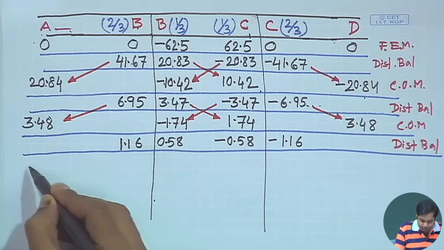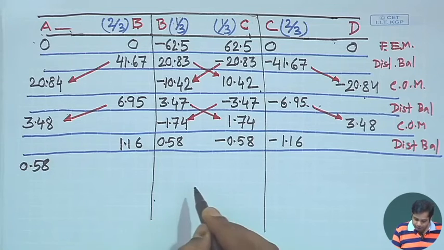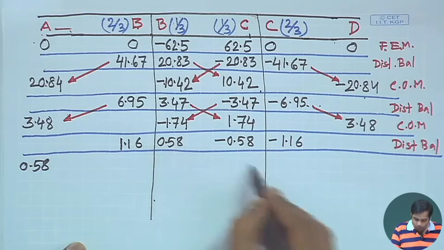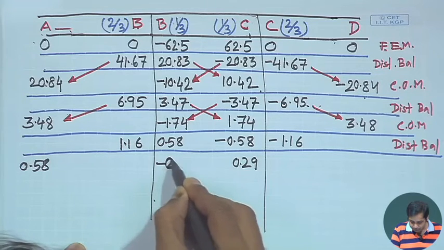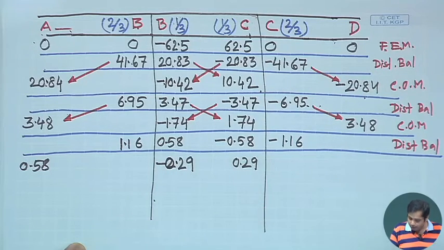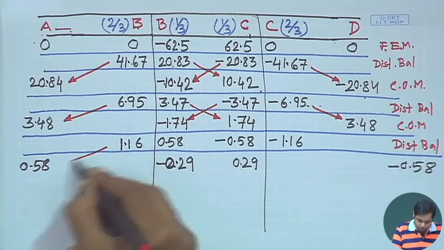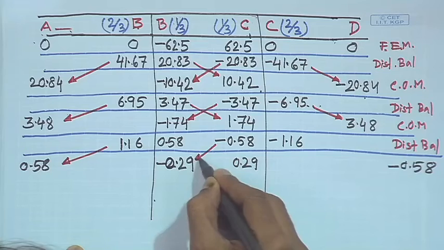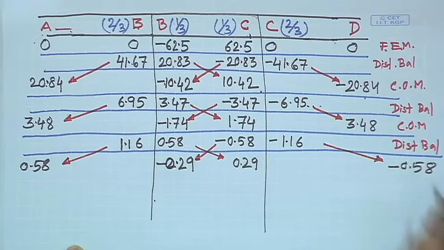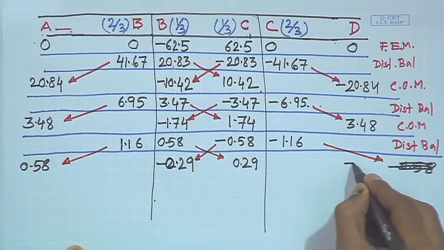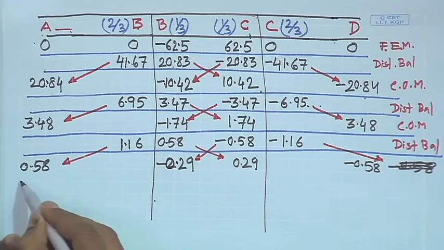Here half of this will be 0.58, and then this will go to here 0.29, and this will go to minus 0.29, and this will be minus 0.58. These are all carryover moments. This is a carryover moment, we write it here, minus 0.58.